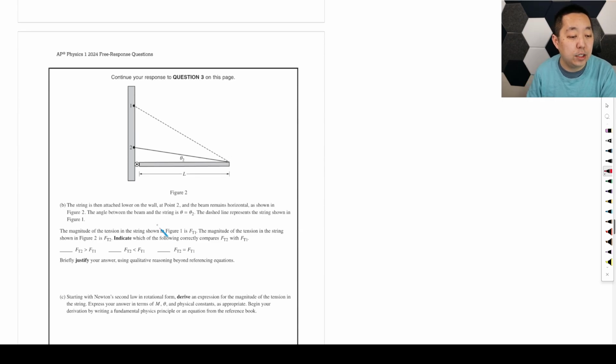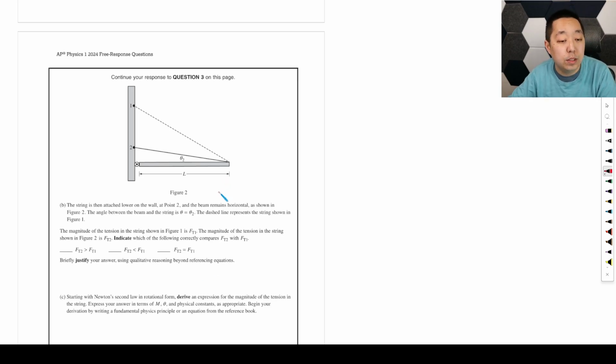The string is attached to the lower wall, point 2, and the beam remains horizontal, shown in figure 2. The angle between the string and the beam is theta 2. The dashed line represents the string shown in figure 1. The magnitude of the tension of the string in figure 1 is FT1. The magnitude of the tension of the string in figure 2 is FT2. Indicate which of the following correctly compares FT2 to FT1. Briefly justify your answer using qualitative reasoning beyond referencing equations.